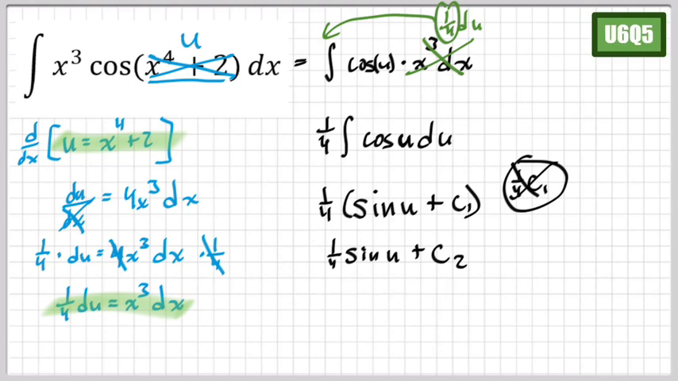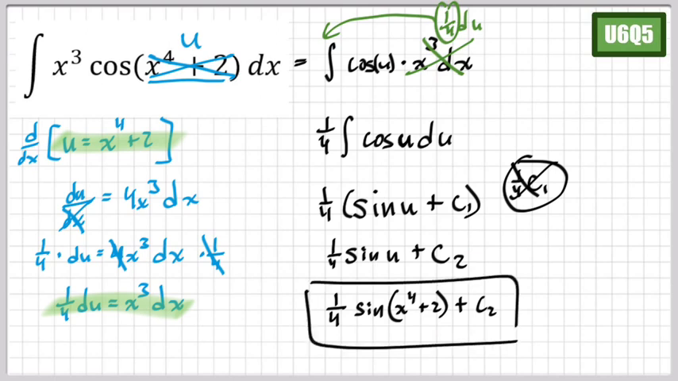Oh, wait. No, it's not. We've got to rewrite this so that there's no more u. Okay, so what is u? X to the fourth plus 2. And because we have plus, we need to put parentheses. And then we have our c sub 2. Do you have to have the sub 2? No, you do not. Okay? That's for the future when we're doing differential equations.